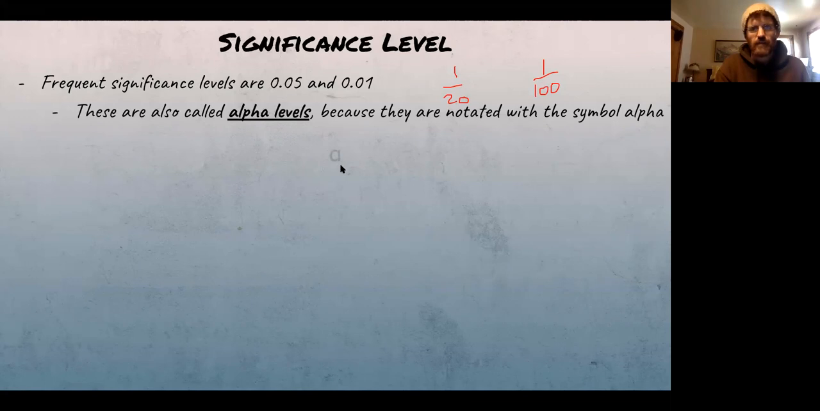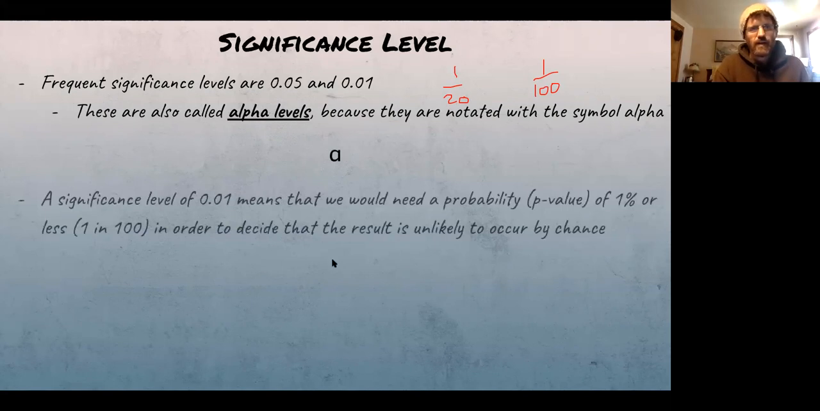We use the alpha symbol, which is basically an A, to set the significance level. Okay, a significance level of 0.01 means that we would need a probability of 1% or less in order to decide that the result is unlikely to occur by chance.